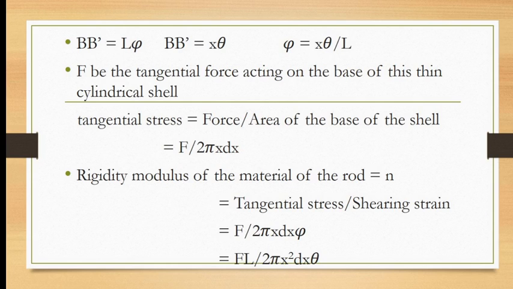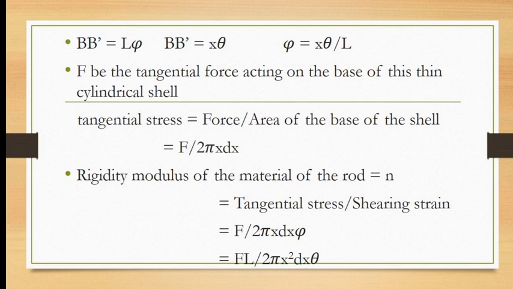That shell is having a radius x, so its circumference will be 2πx. Now its thickness is dx. So multiplying the circumference with the thickness will give you the area of the base of the shell, that is 2πx into dx. That is the expression for tangential stress.